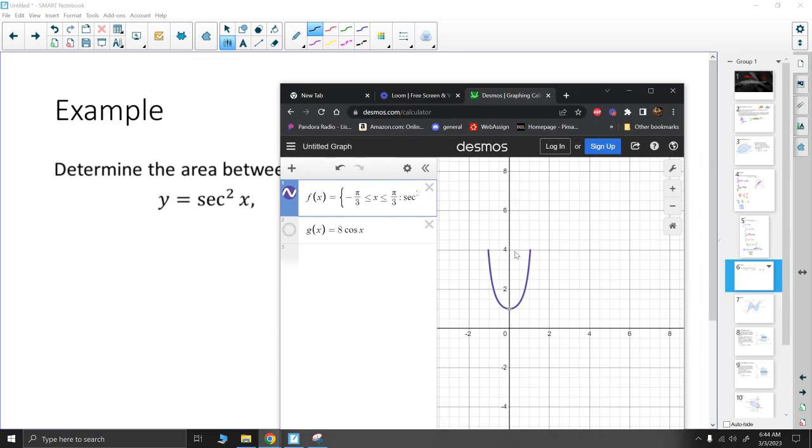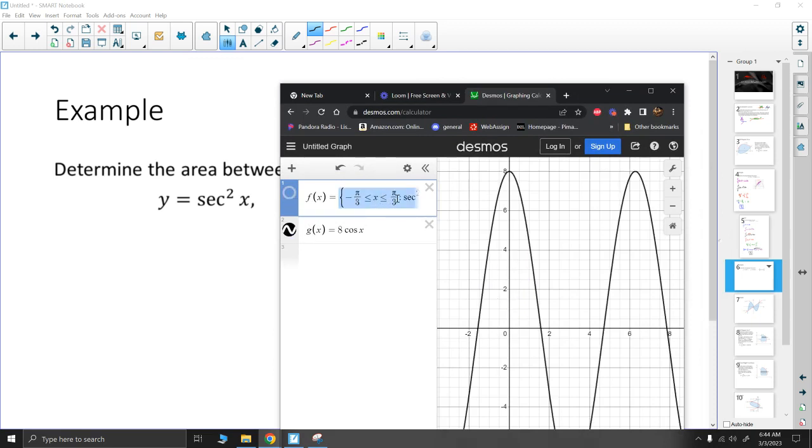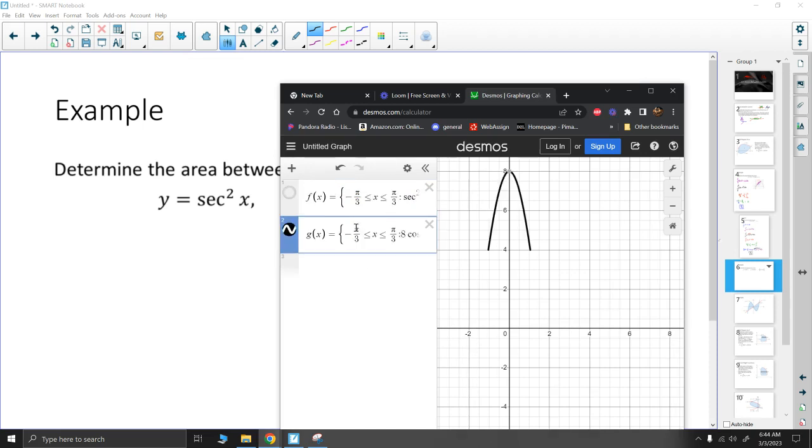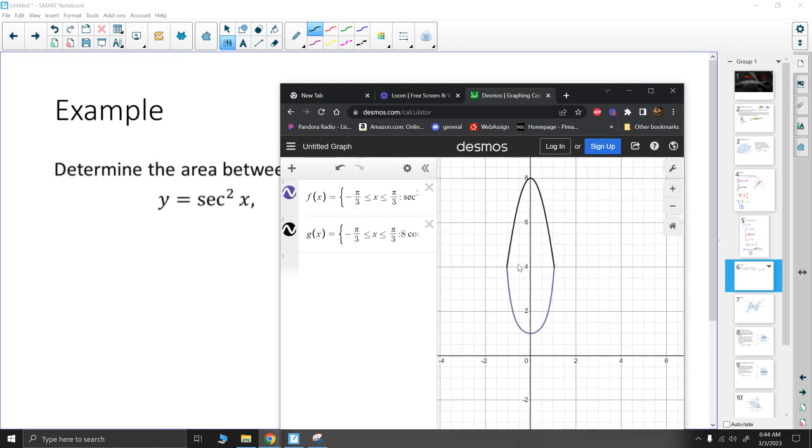So if you notice, we have restricted that. Now we're going to do the same thing here. I'm just going to copy it so as to not have to waste a bunch of time. So I'm going to say equals squiggly bracket, same domain restriction here. So we're looking at this region here.